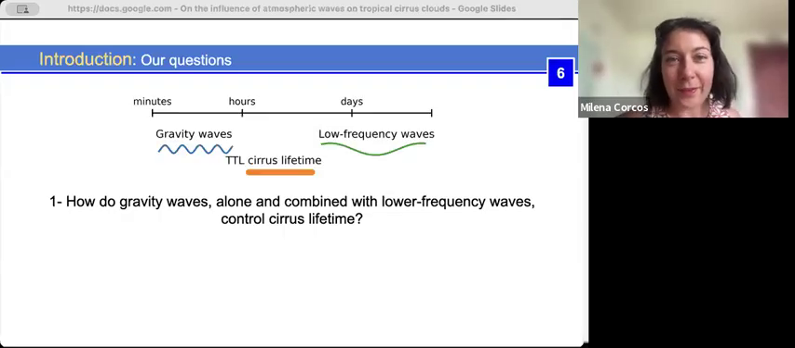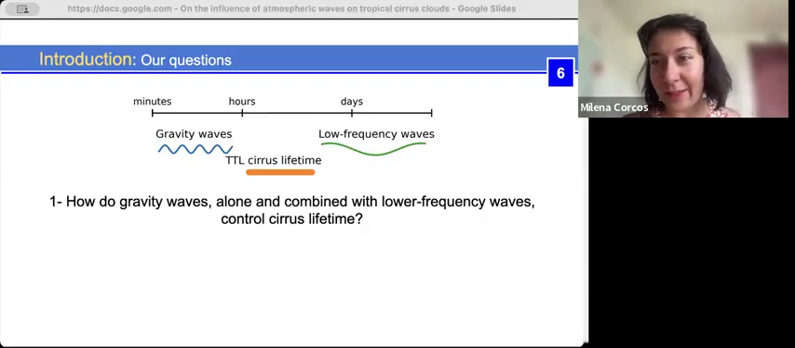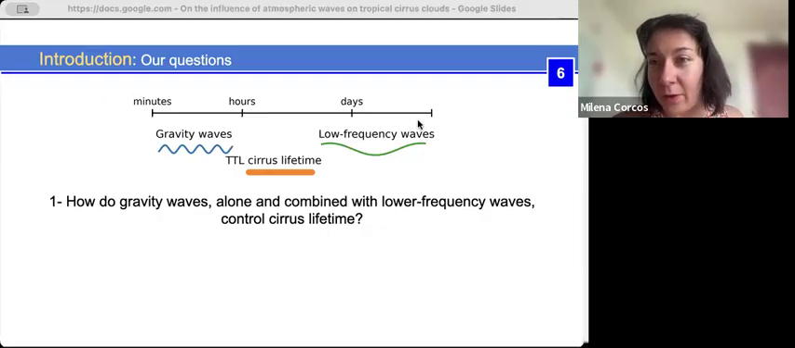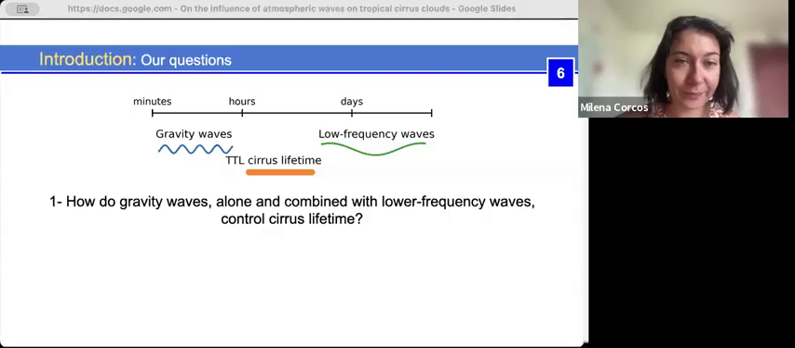Okay, so we know that gravity waves typically fluctuate on timescales of minutes to hours, whereas large-scale tropical waves evolve over several days. And we know that thin cirrus lifetimes lie in between these two regimes. So we first asked ourselves: how can gravity waves alone, and combined with the lower frequency waves, control cirrus lifetimes?